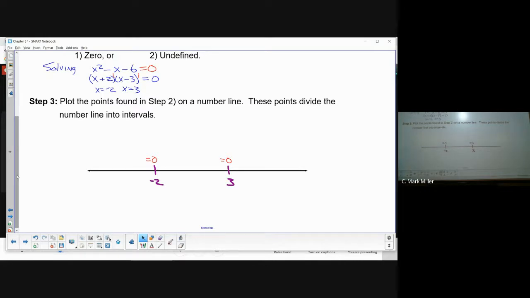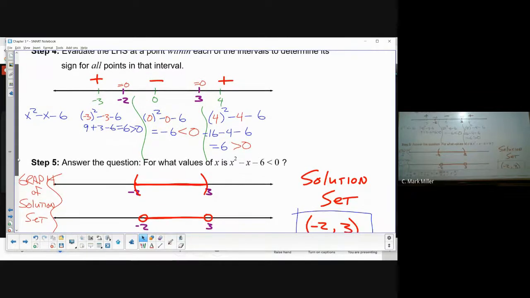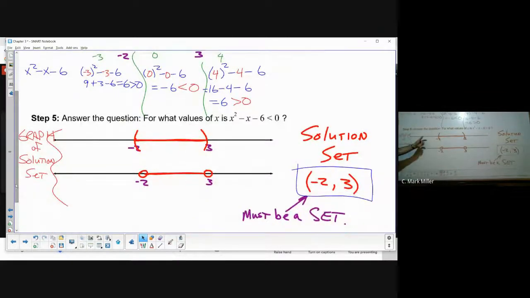You plug one point in from each of those intervals. We did that here in the green. And you see if it's positive or negative. The expression cannot change signs inside those intervals. It's got to keep the same sign for the entire interval because we've already accounted for places that it can change signs. Then we shaded in the one that satisfied the inequality.